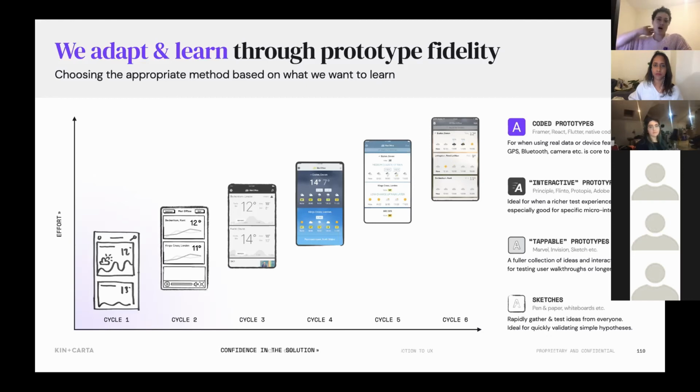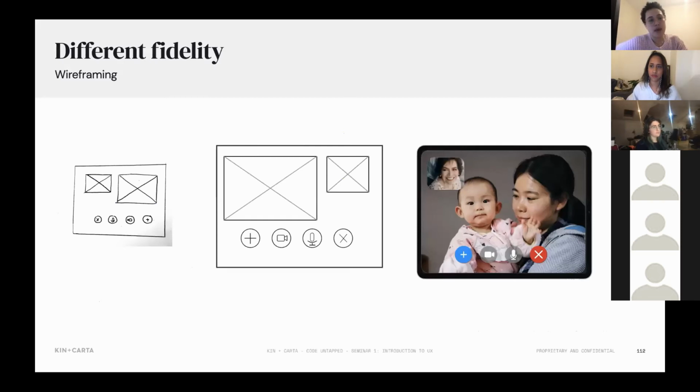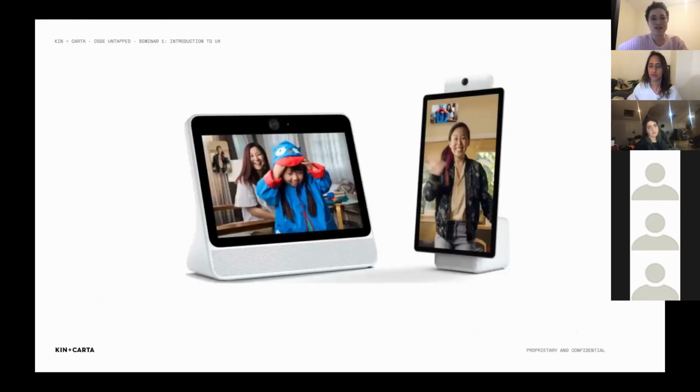So if we go back to our earlier scenario of the new mother, and we look at the example with the TV video call, our potential solution was video calling through the TV. So we might go from paper sketches to a digital wireframe, and then finally go to high fidelity mockups. And this is actually an example of a real life product popular during COVID, which is the Portal. I don't know if any of you know this or have used it. It's not built by us, and it's also not an ad, by the way.